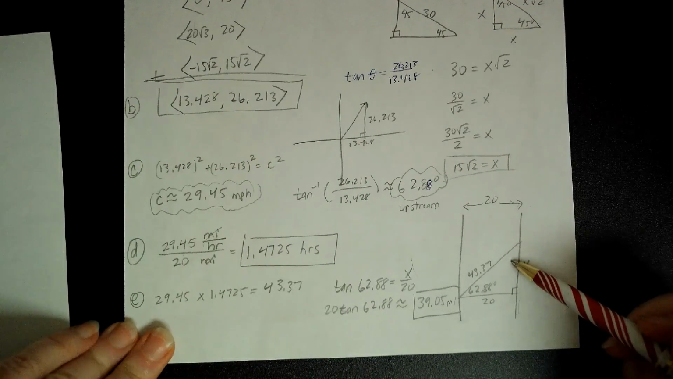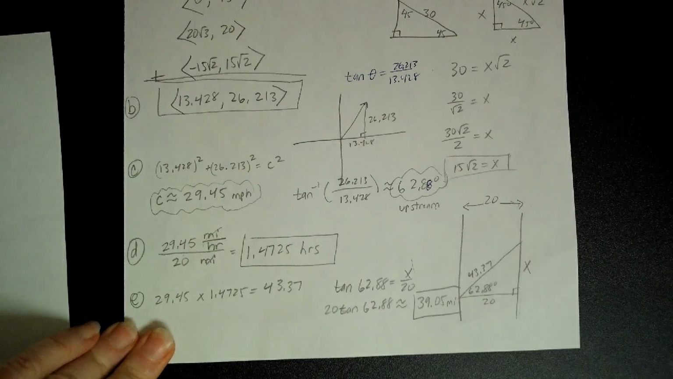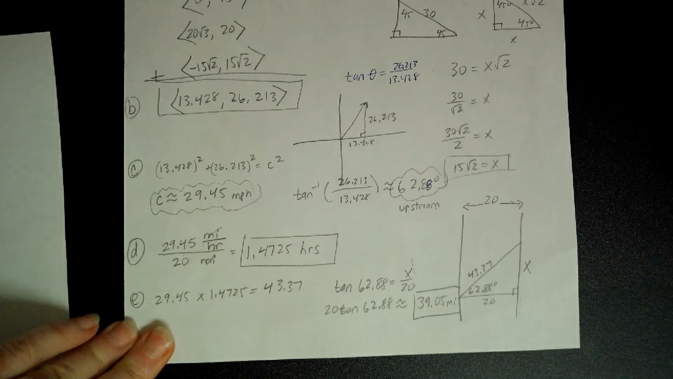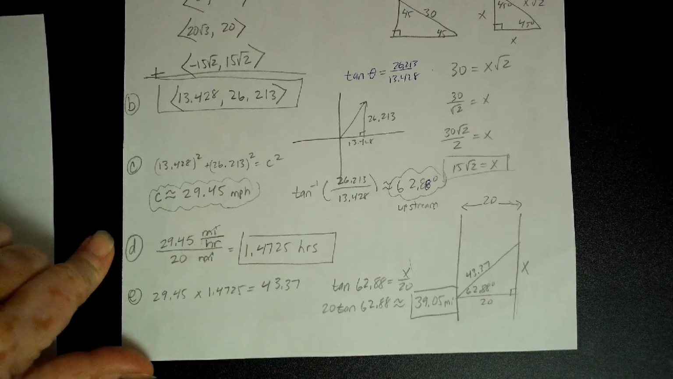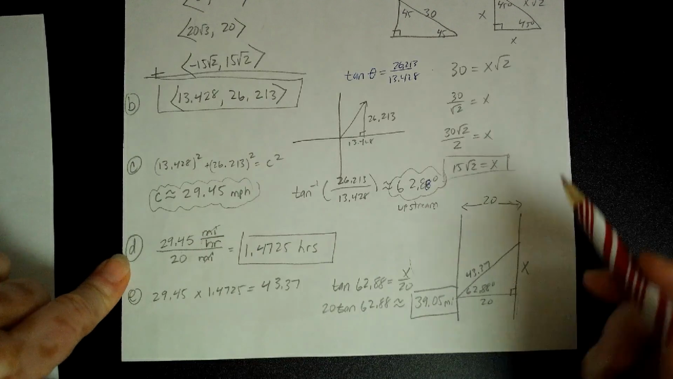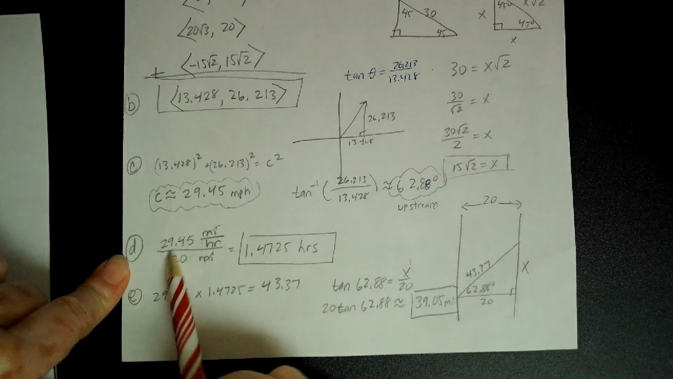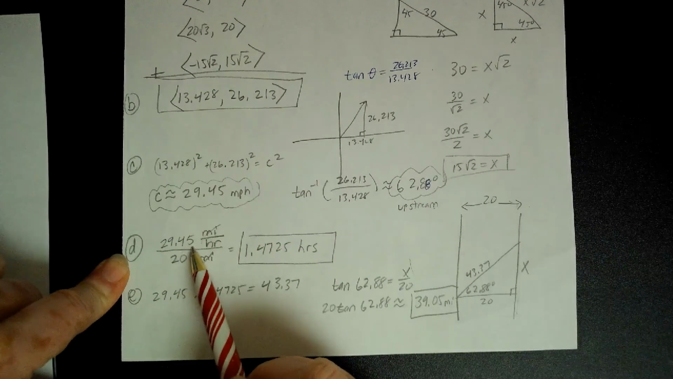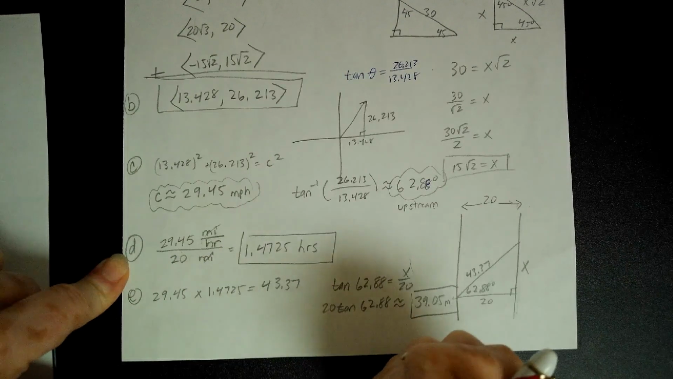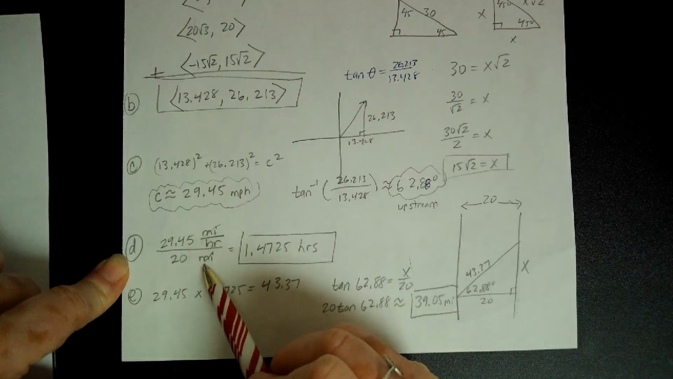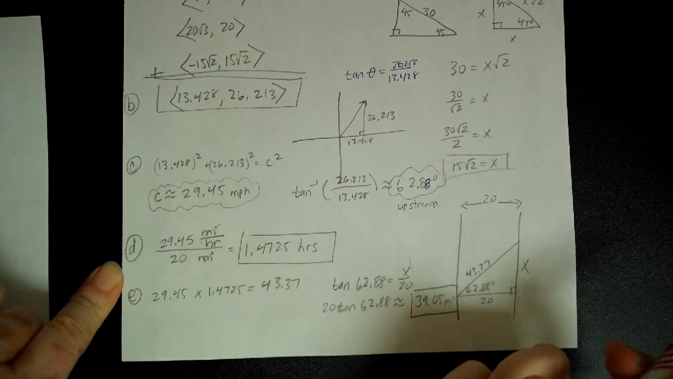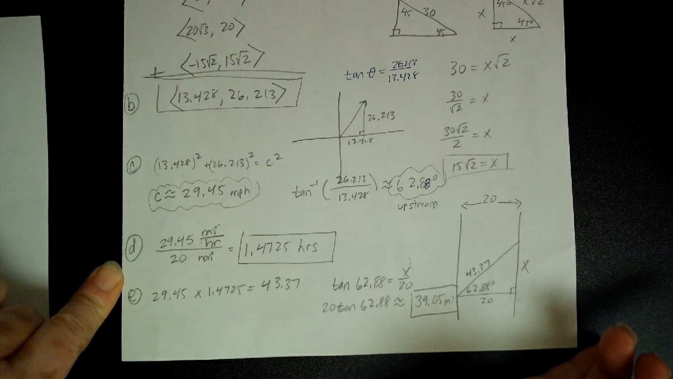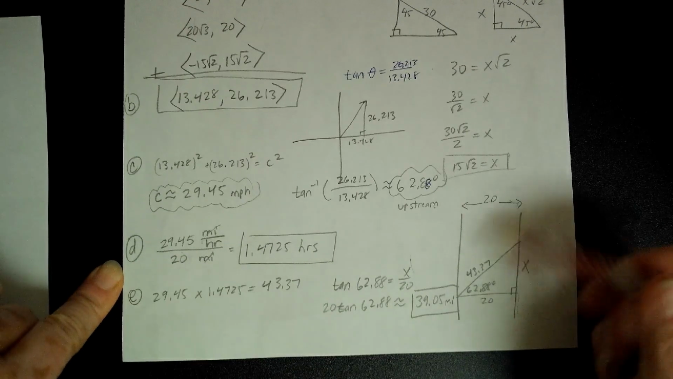Oh, sorry. Yeah, letter D. If the channel's 20 miles wide, how long will it take them to cross the channel? So, I think I just divided 29.45 miles per hour and then divided it by 20 miles, and I got 1.4725 hours. So I think that's how I did that one for letter D. I think I used this for something else.